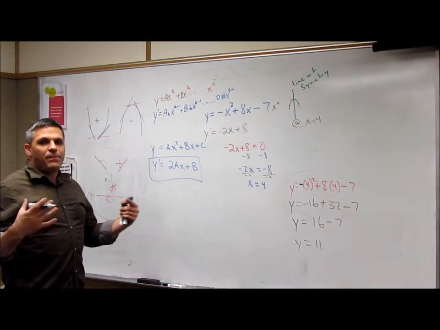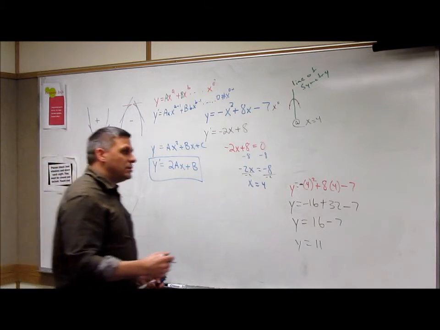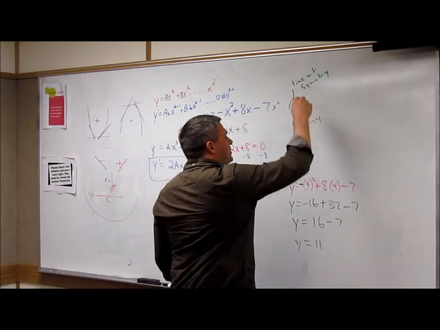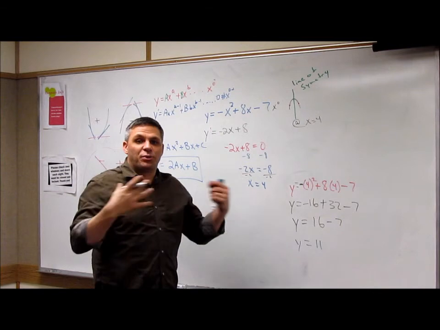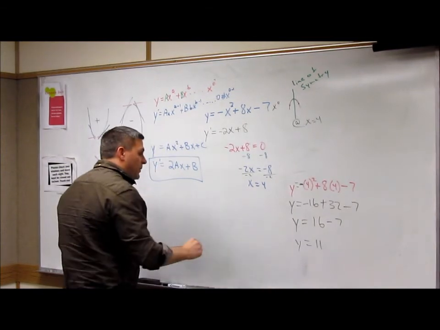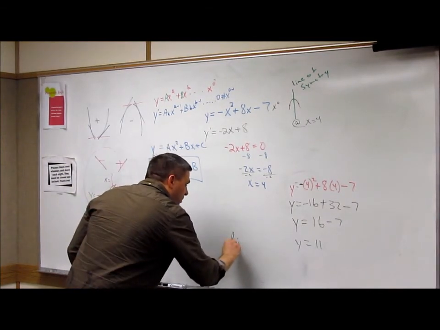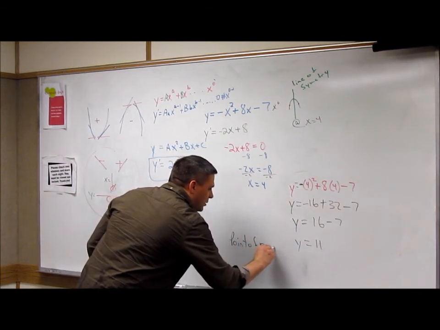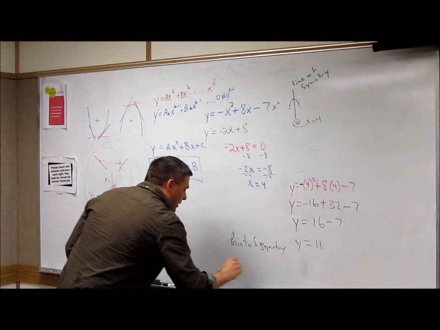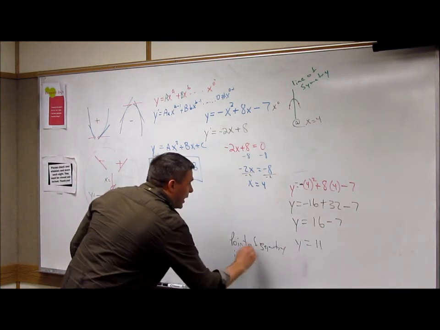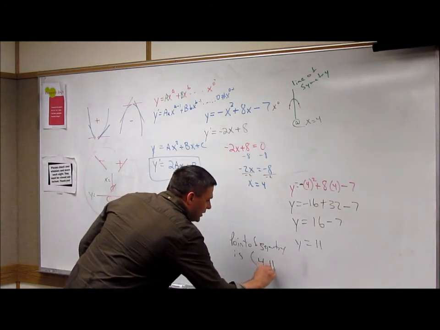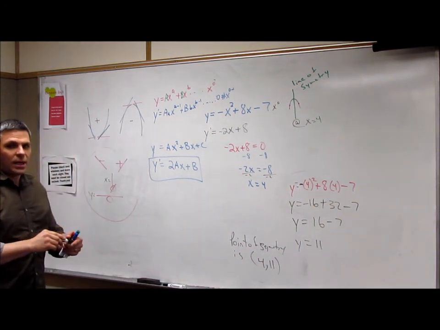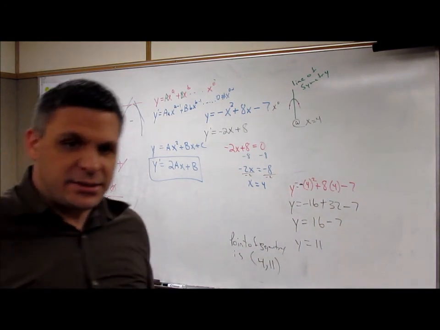So where is my point of symmetry? The point of symmetry, the point where I am on a graph, is 4, 11. Okay? Now, I'm going to take this to the next level.